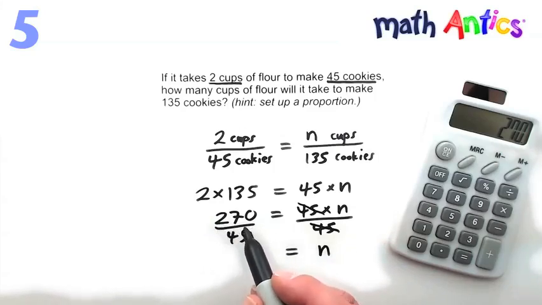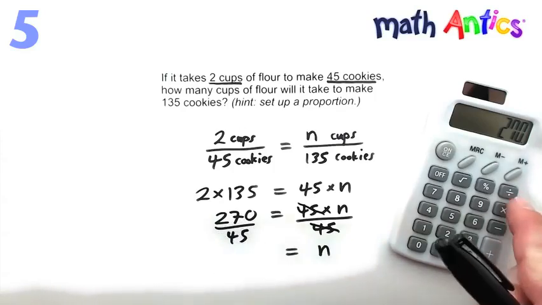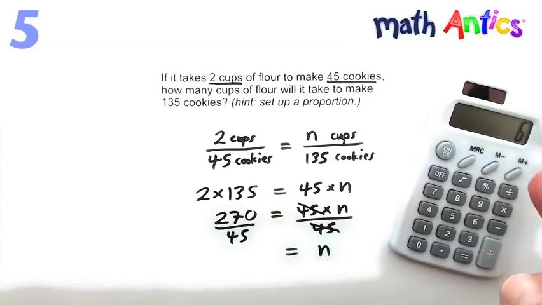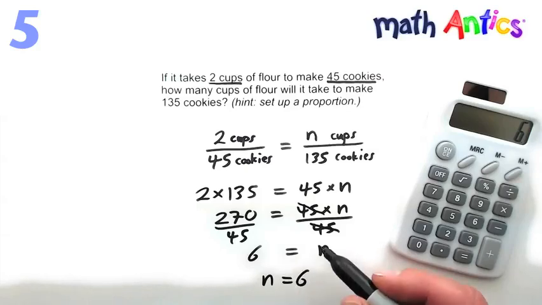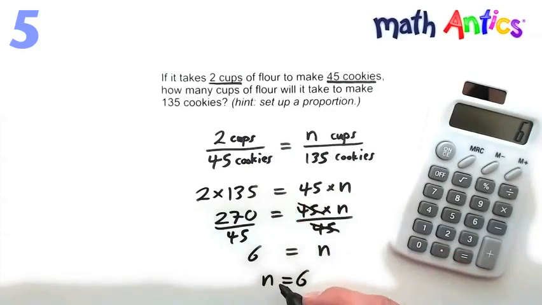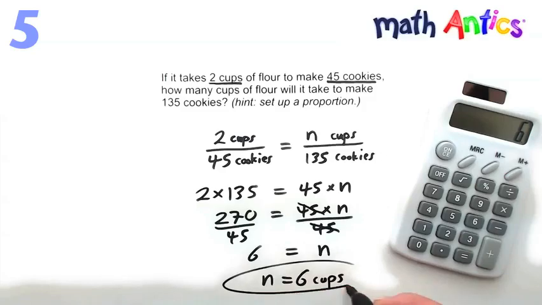And over here, we have this division problem, 270 divided by 45. Use our calculator, 270 divided by 45 equals 6. Oh wow, nice, simple integer there. We have n equals 6, or 6 equals n, which is the same as n equals 6. And we need to get back to our units. We're looking for the number of cups of flour, so n equals 6 cups for our final answer.